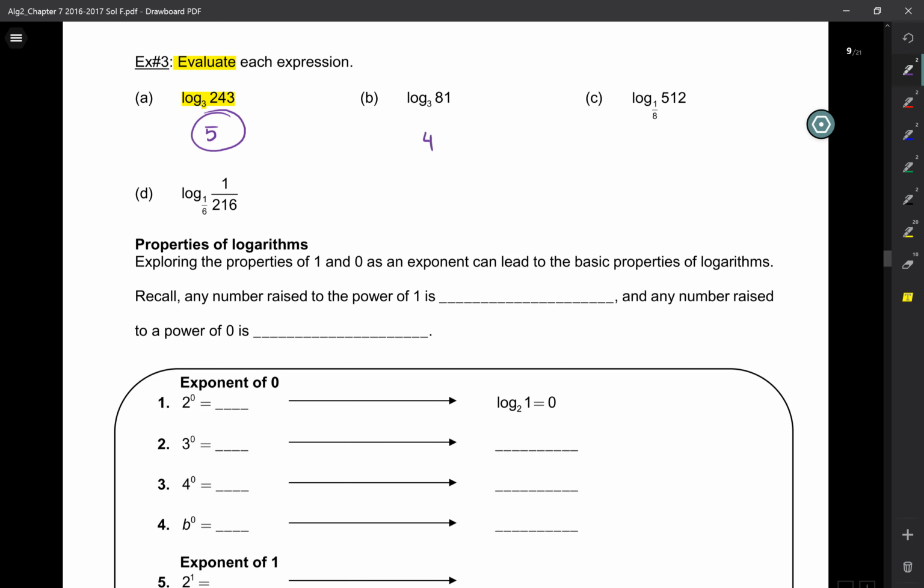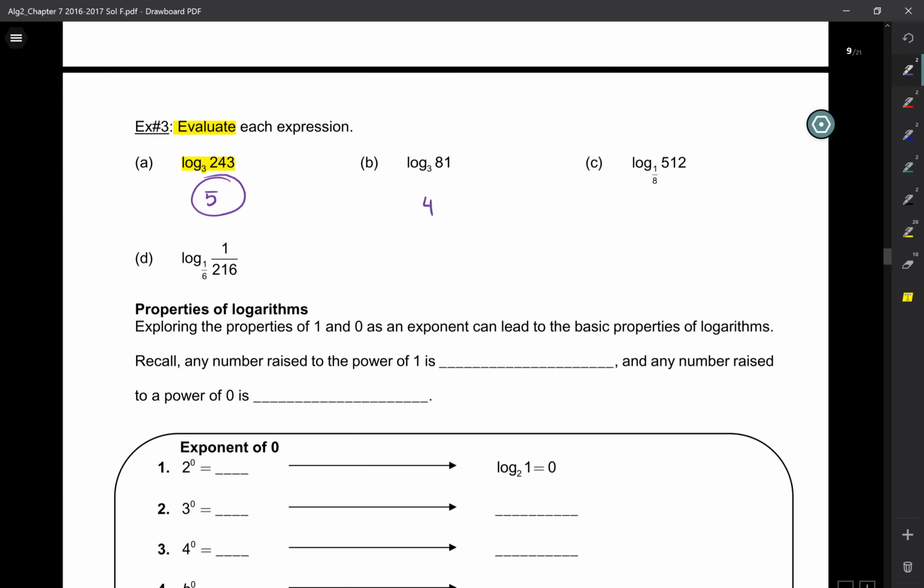Okay, so what if you absolutely don't know? Well, you take your 81 and you do your factor tree, right? This is 9 times 9. This is 3, 3, 3, 3. So what's 81 made of? 81 is made up of 3 to the power of 4. Okay, that's another way for you to figure it out. All right. Okay, what about the next one?